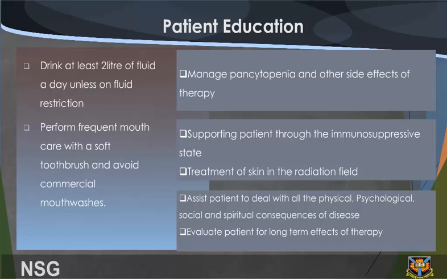Drink at least 2 liters of fluid a day, unless on fluid restriction. Perform frequent mouth care with a soft toothbrush and avoid commercial mouthwashes. Manage pancytopenia and other side effects of therapy. Support patients through the immunosuppressive states. Treat the skin in the radiation field. Assist patients to deal with all the physical, psychological, social, and spiritual consequences of disease. Evaluate patients for long-term effects of therapy.